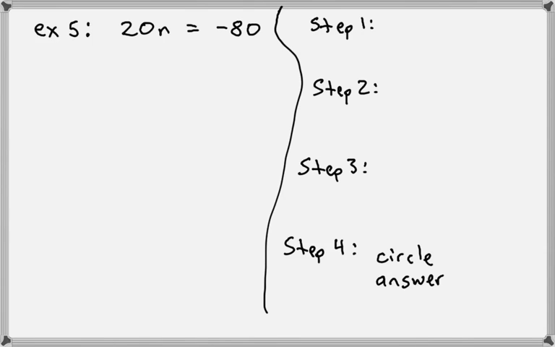Here we have 20n is equal to negative 80. What are we trying to solve for? We're trying to solve for that n. What is preventing it from being by itself? That times 20. How do you undo times or multiplication? We would need division.